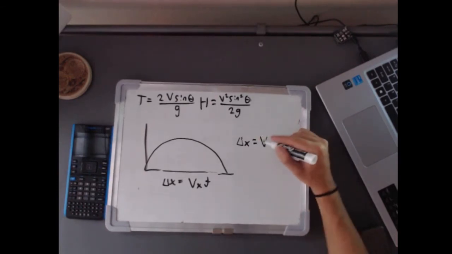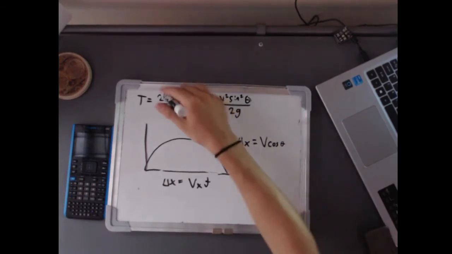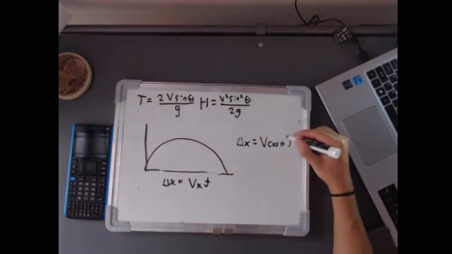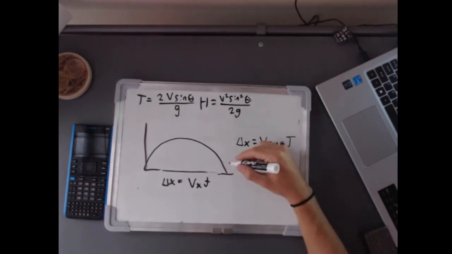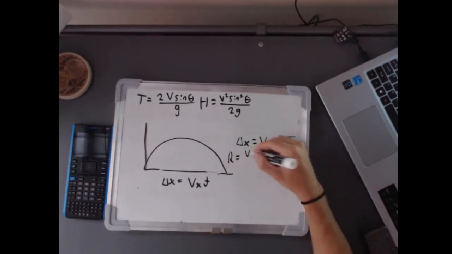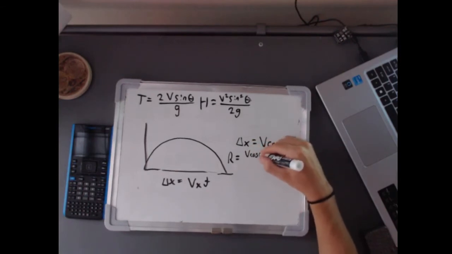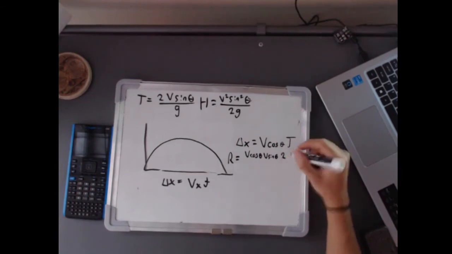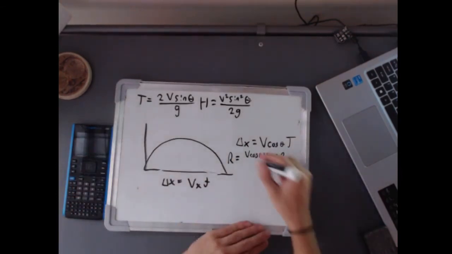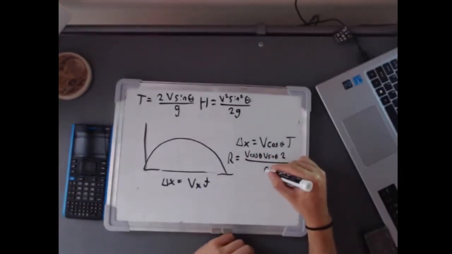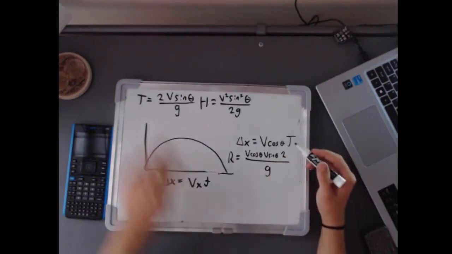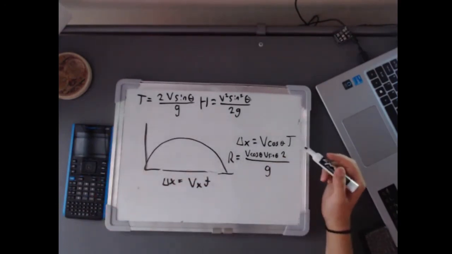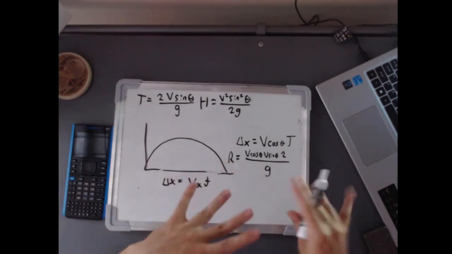Delta x is going to equal the speed in x, which is v cosine theta, times that equation for time, t. Expanding it out, I'll just call delta x r, which is equal to v cosine theta times v sine theta times 2, over g. See that? Now this is where the sort of fancy part comes in.